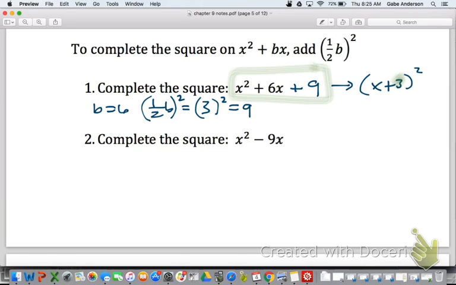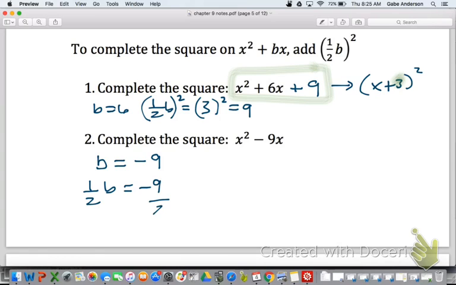What do you guys think about number 2? What do you think the b is? Well, the b is negative 9. What is half of the b? Can we use fractions? When I say half b, I'm literally saying take whatever it is and just cut it in half. Fraction-wise, what would it be? Negative 9 over 2.